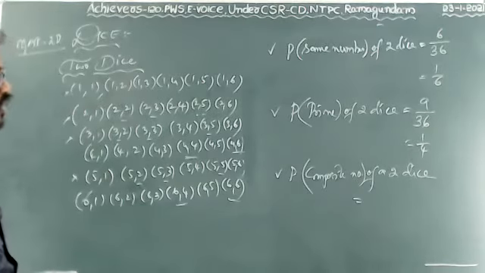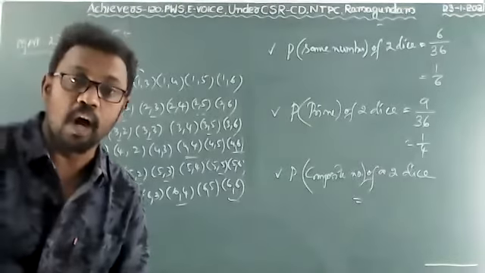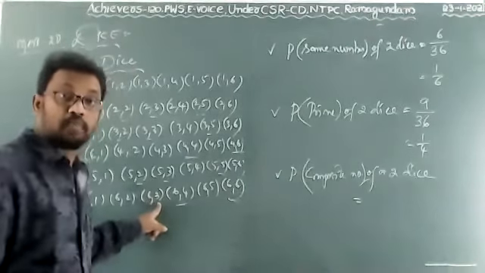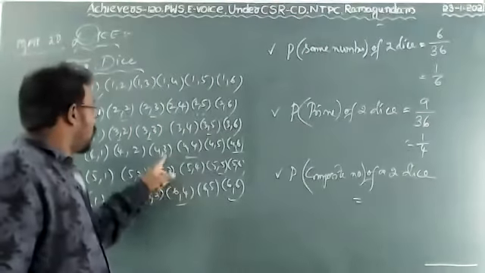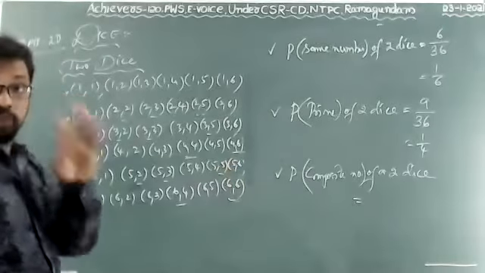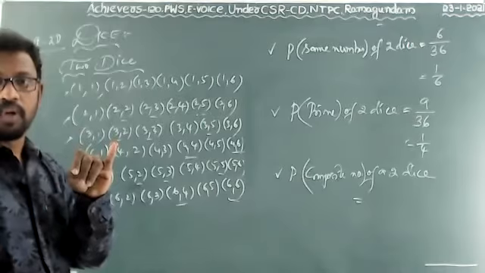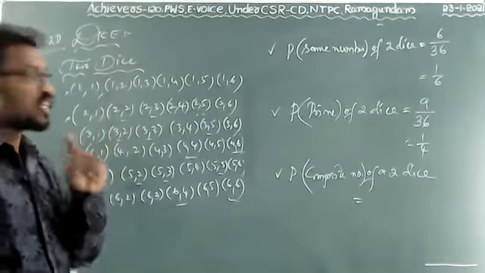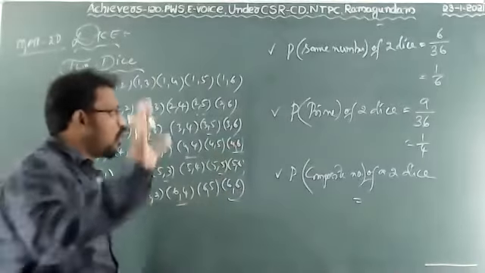Probability of getting a composite number on two dice. In the two dice, we have to see only composite numbers. Yes, here 6 is composite, but 3 is not a composite. So, 4 4, 4 6, 6 4, 6 6, because 4 and 6 are the only composite numbers. 1 is neither composite nor prime. 2 and 3 are primes. 5 is prime. So only 4 are there.